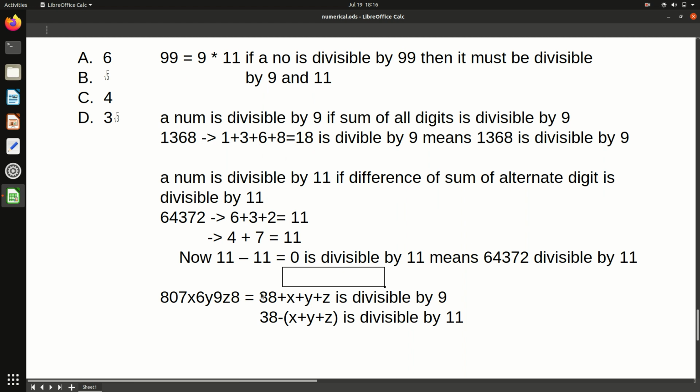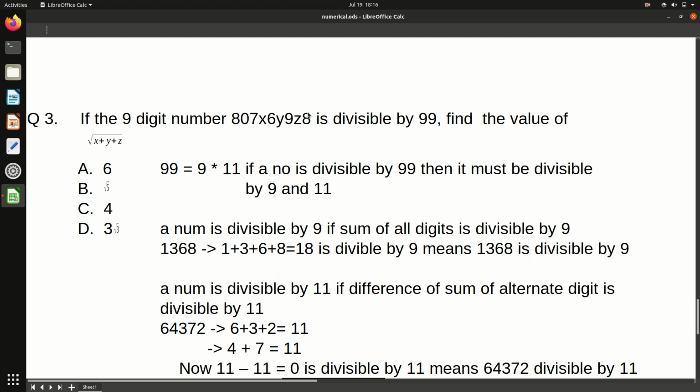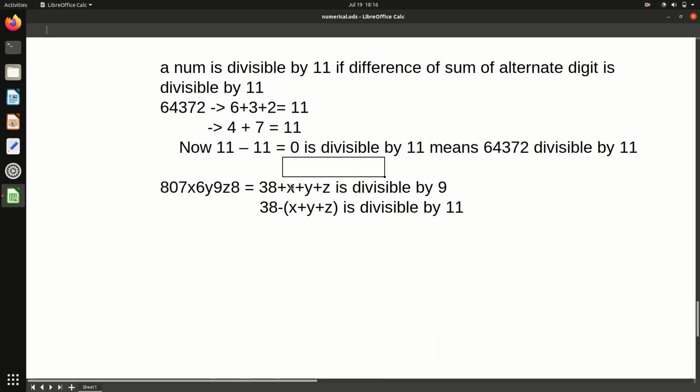Now I will apply these two rules on this number, because this number is divisible by both 9 and 11, as we know. So the same rules we will apply here, and then we will get the answer.